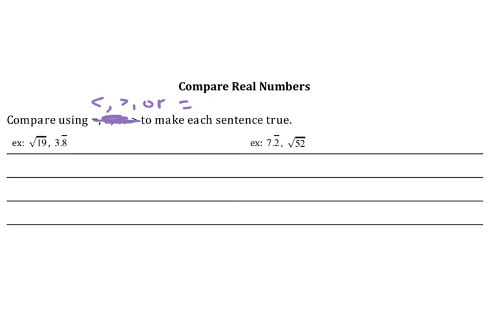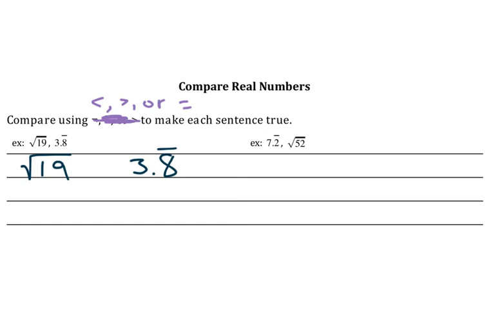So I see a square root of 19 first. In the book, they'll give you like a little circle or something. What they mean is you're just going to leave a blank here for a moment. So there's square root of 19, and then I have 3.8 with a bar repeating.